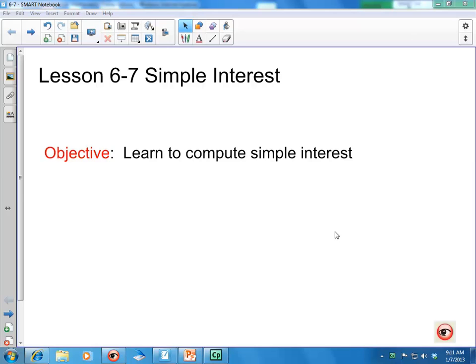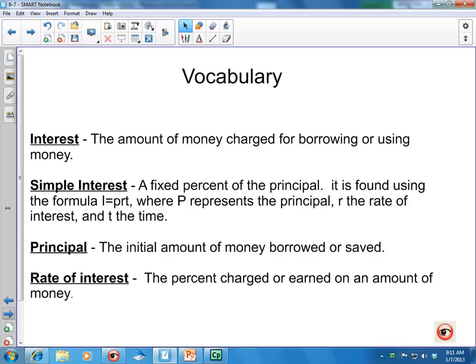All right, today we are going to be talking about simple interest. Okay, so we're going to learn to compute our simple interest. Now let's take a look at our four vocabulary words.